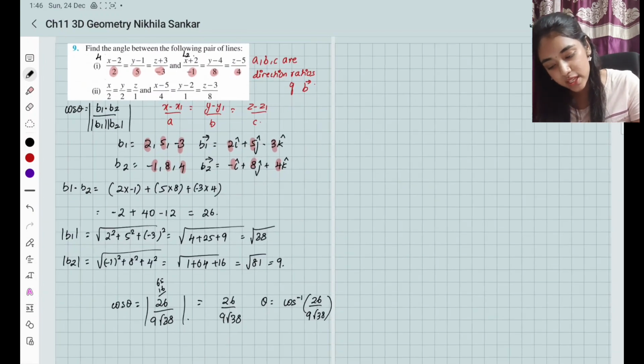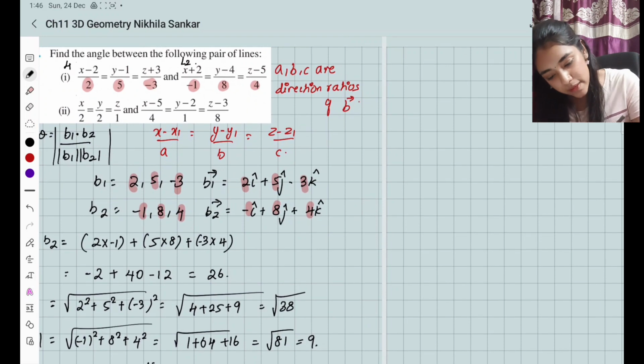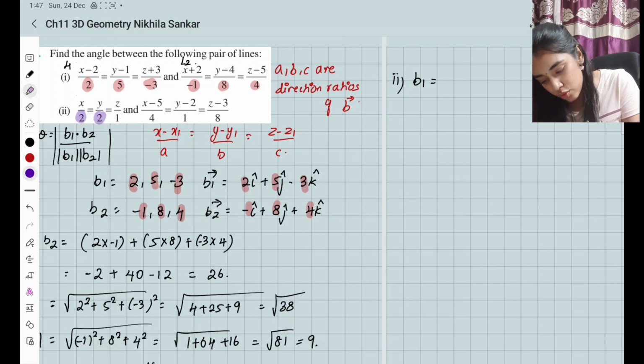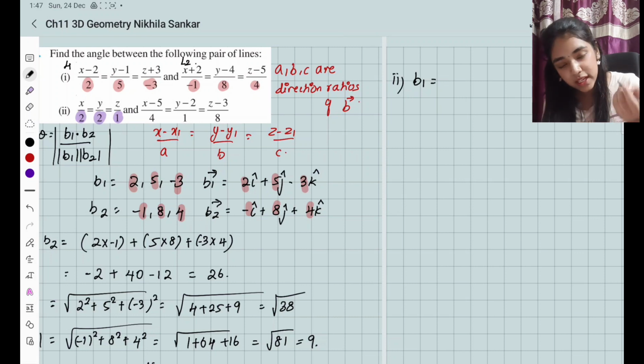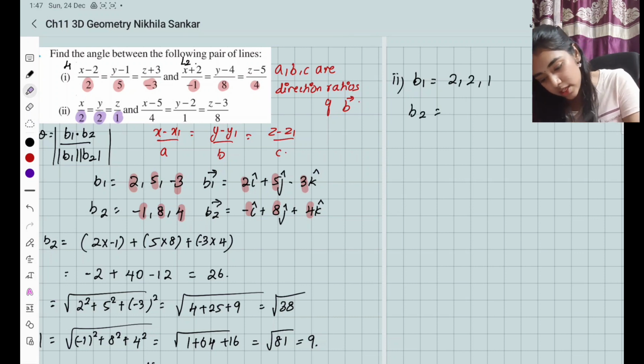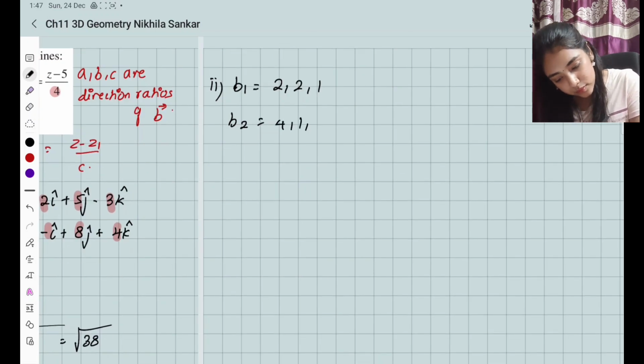So the second subsection has to be done in the same way. So this is going to be the second subsection. I have my values of B1 vector from here: 2, 2 and 1. Okay, whatever is in the numerator doesn't matter. So 2, 2 and 1, and for the B2 vector it is going to be 4, 1 and 8. Okay, so 4, 1 and 8. So B1 vector is going to be 2I cap plus 2J cap plus K cap. This is 4I cap plus J cap plus 8K cap.